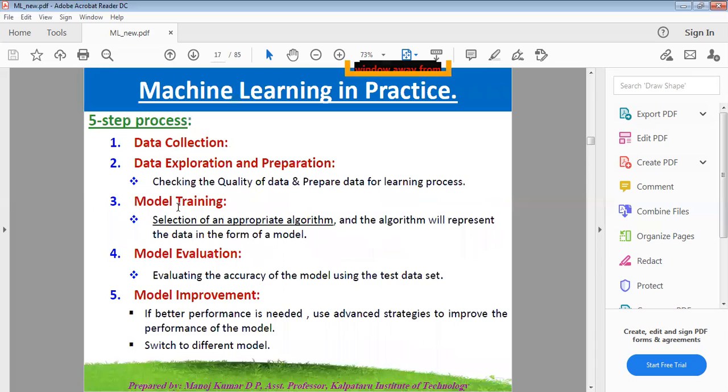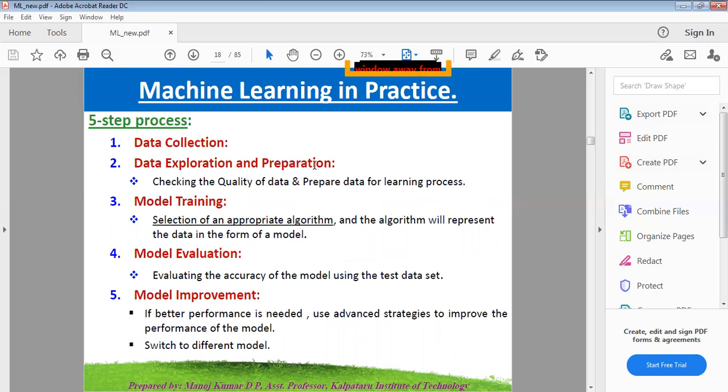Here also you see, data should be collected. Second, data should be prepared. Third, the model should be trained. The model should be evaluated. If any errors are there, improvement should be made. So collect the data, prepare the data, train the model, evaluate the model, improve the model. So come to the exploration.